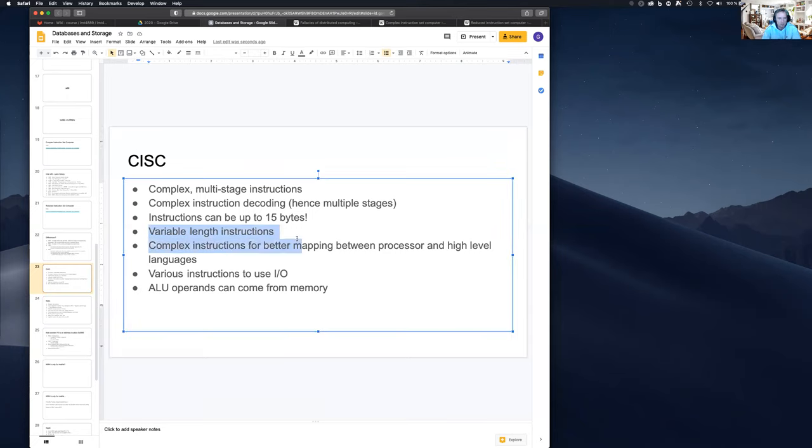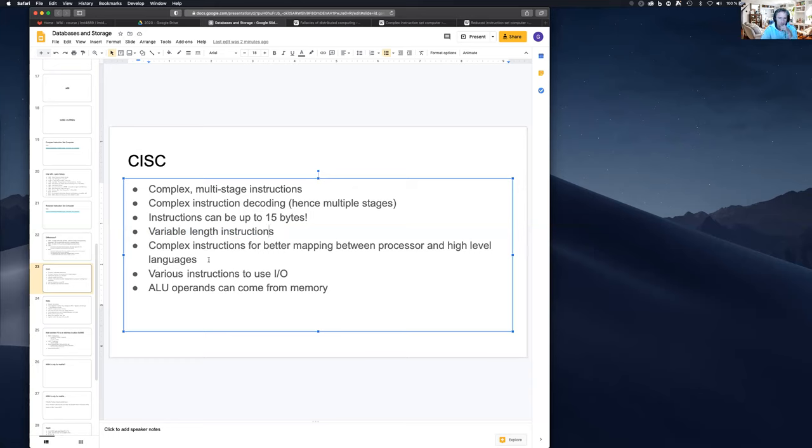CISC also has variable length instructions. The size of the instruction can be up to 15 bytes. It can be a single byte for very trivial operations like incrementing something in a register. Usually it is 3 bytes because it's just the opcode for the operation and the opcode for which registers are the input and output, so I need to address them. So usually 3 bytes is sufficient or maybe even less, but sometimes I need to have an address of memory and what to do, so I may need up to 18 bytes.